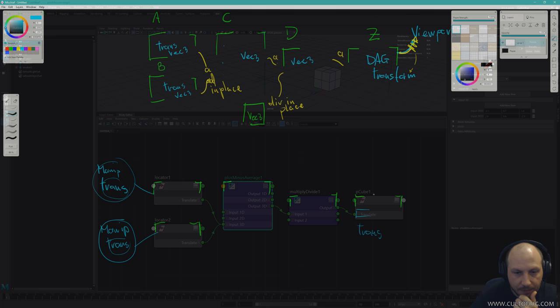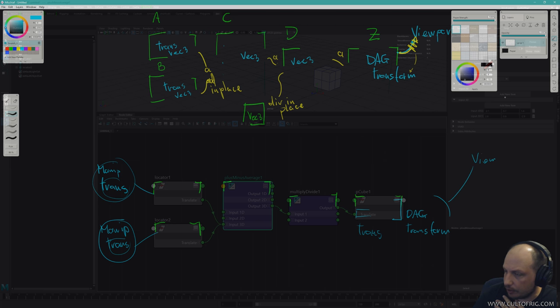Okay. So the only thing that we care about is that we go from a type translation, or from whatever type, sorry, that we have input through our view manipulation, to a type translation that the cube can digest, transform into what we have called the DAG transform. And that is something that the viewport can actually understand.